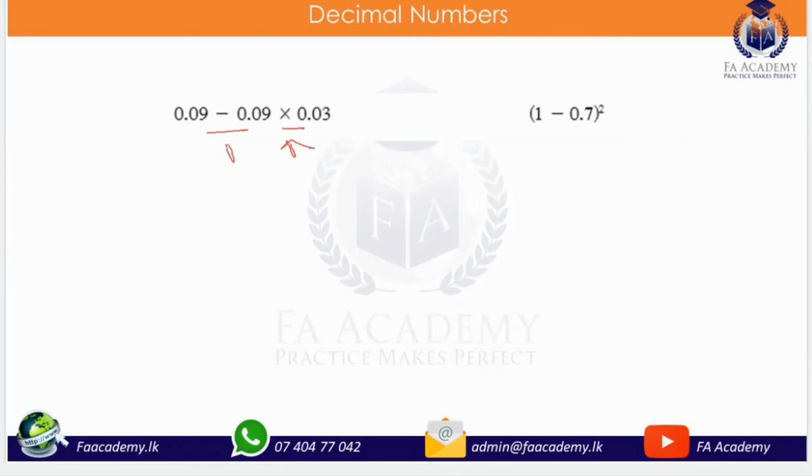So you all have learned the BODMAS rule. According to that concept, what would you do first? Always you should do the multiplication first. When you do the subtraction first, your answer will go wrong. So the same thing over here.